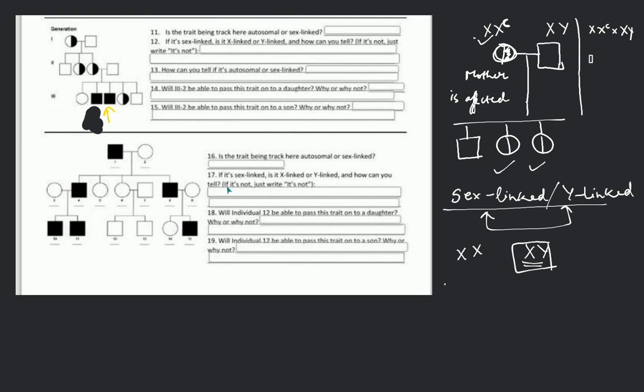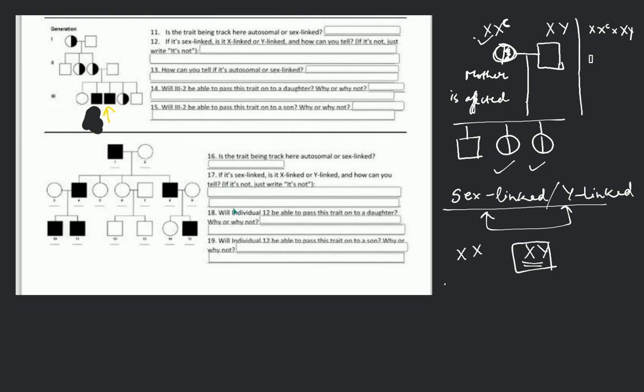And then the answer to number 17: is it X linked or Y linked? Y-linked, because it's the Y linked infected gene. And then 18th, will individual 12 be able to pass this trait on to a daughter? Why or why not? No, because, I just told you, the affected gene is present on chromosome Y. It's not present on chromosome X.